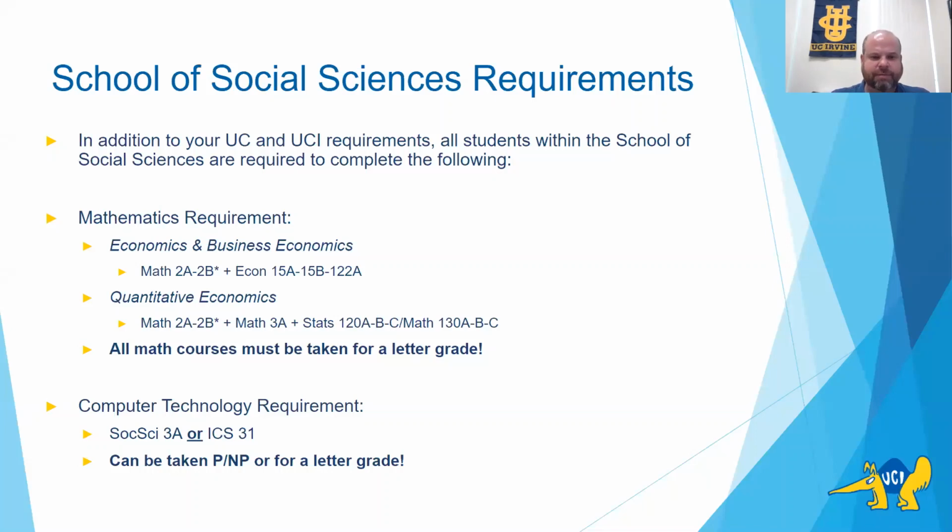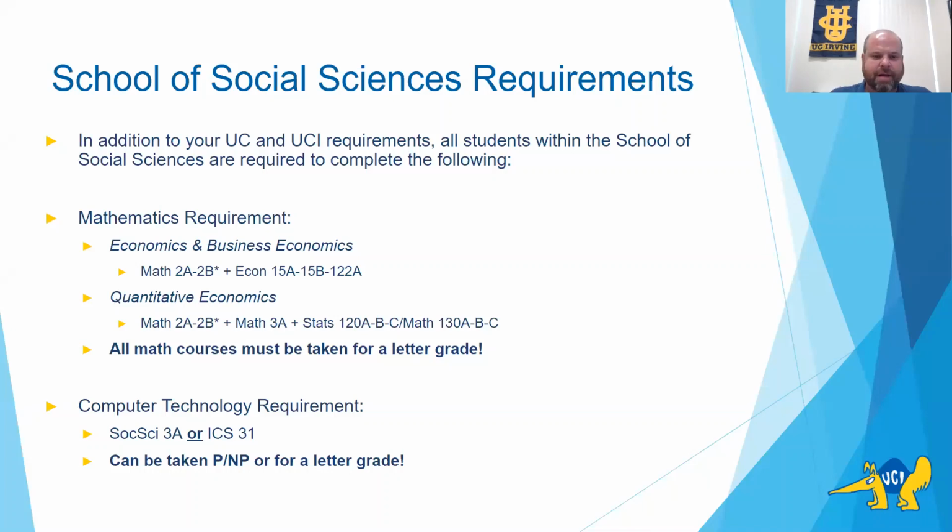Math 2A and 2B are calculus. Econ 15A and 15B are economic statistics classes. And the 122A course that you see there is called econometrics. All right, so those are the math courses that would meet those requirements for the School of Social Sciences.